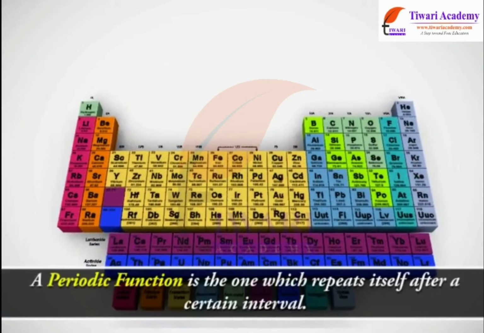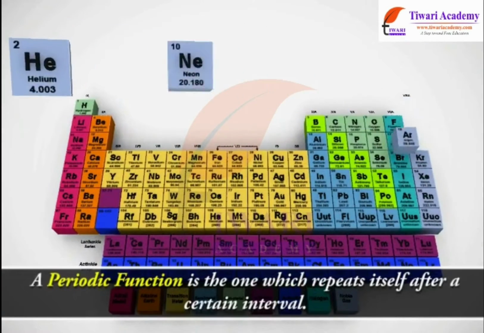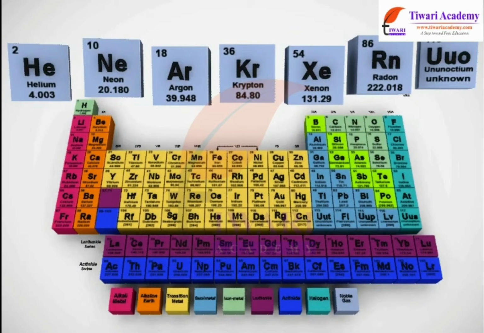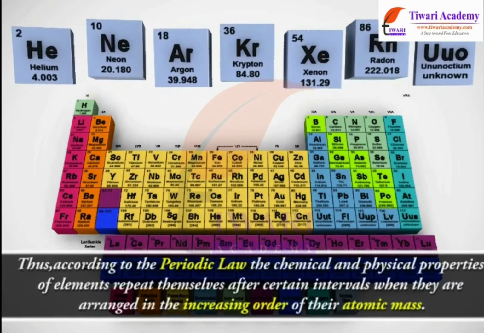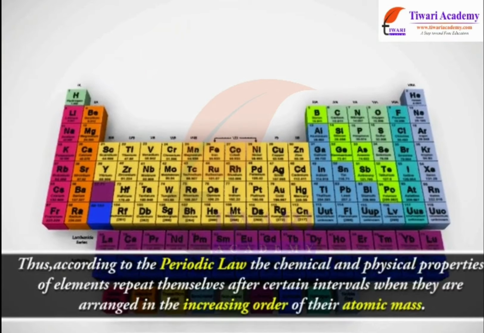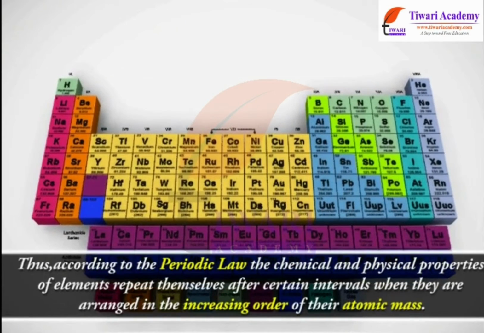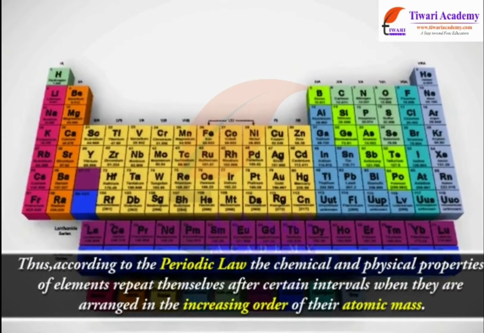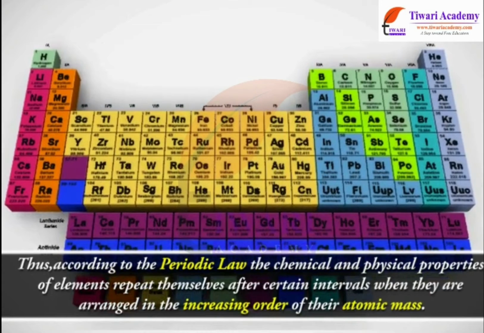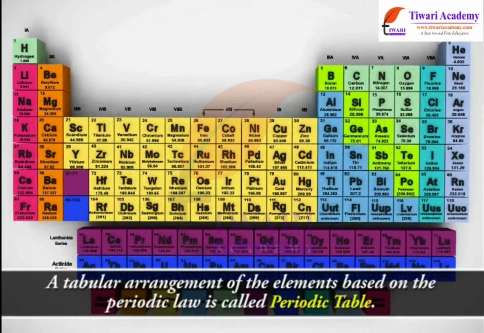A periodic function is one which repeats itself after a certain interval. Thus, according to the periodic law, the chemical and physical properties of elements repeat themselves after certain intervals when they are arranged in the increasing order of their atomic mass. A tabular arrangement of the elements based on the periodic law is called a periodic table.